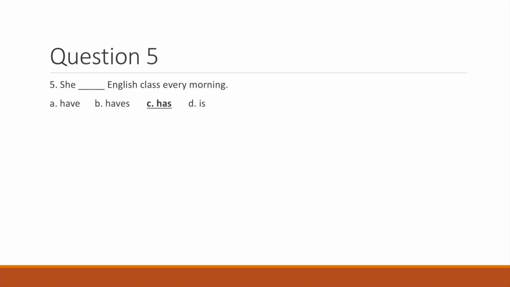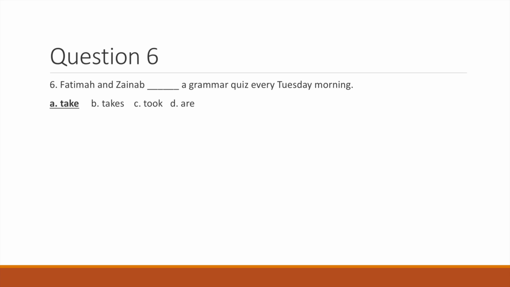Question 5. She blank English class every morning. In this statement, she is our subject. Because she is the subject, we know we must use has for the answer. Therefore, C is the correct answer. Question 6. Fatima and Zainab blank a grammar quiz every Tuesday morning. Again, Fatima and Zainab, that's two people. So we know we must use the base form of the verb to make the sentence. Therefore, A is the answer.